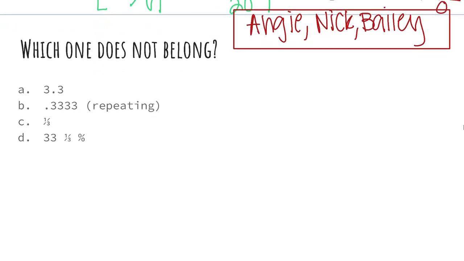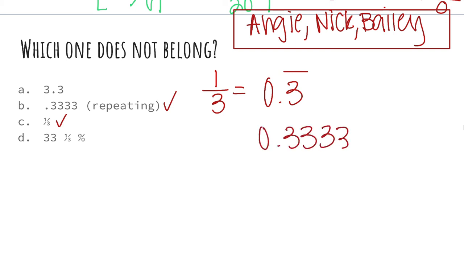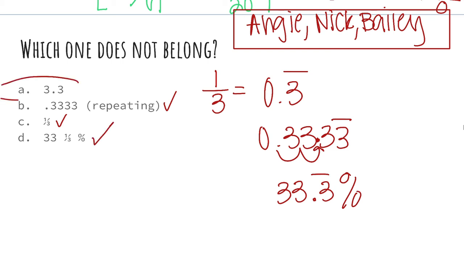Again, which one does not belong? So I've got 1/3, which I know is a benchmark fraction at 0.3 repeating. So these two are equal to each other. And then if I do Dr. Pepper with this guy, the repeating guy, 1, 2, it is 33, and then the 3 is repeating in the tenth place. So he belongs, this does not belong. Again, we're looking for not.